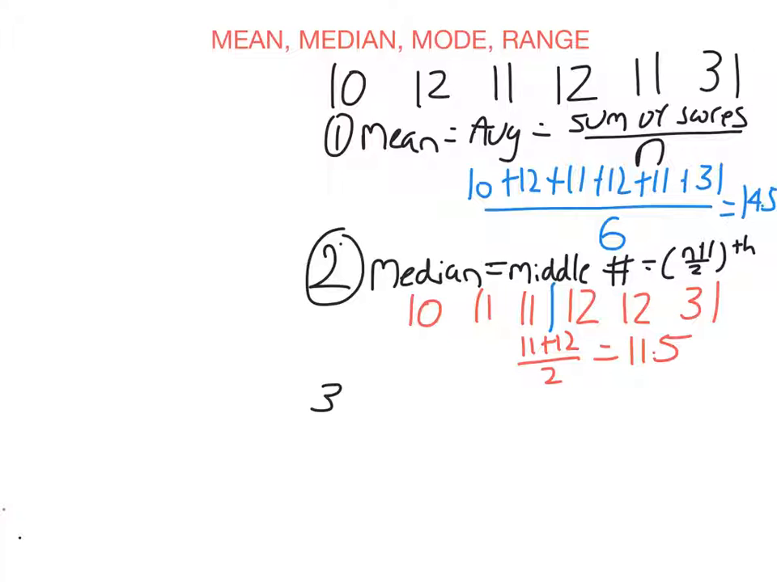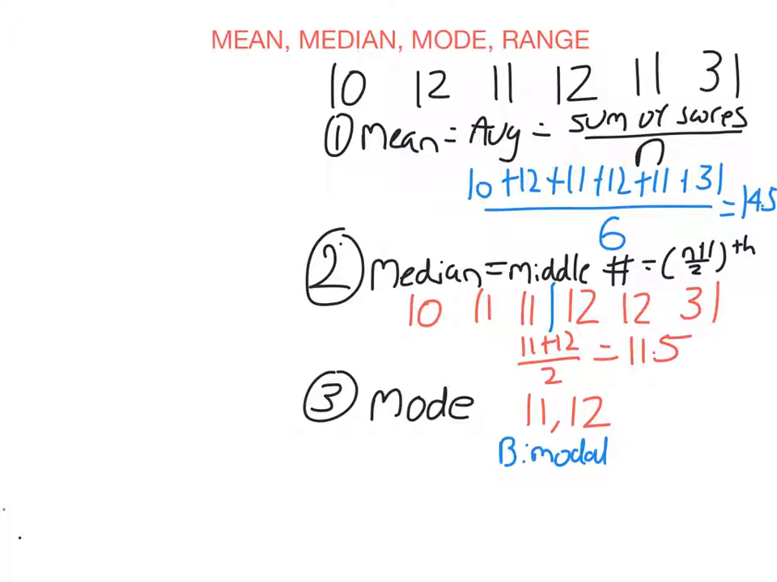Okay, the mode is probably the easiest to find. It's just the most common number. Now, in this case, there are 2 numbers that occur more than once, 11 and 12. So this actually has 2 modes. In this case, we say it is bimodal, 2 modes.